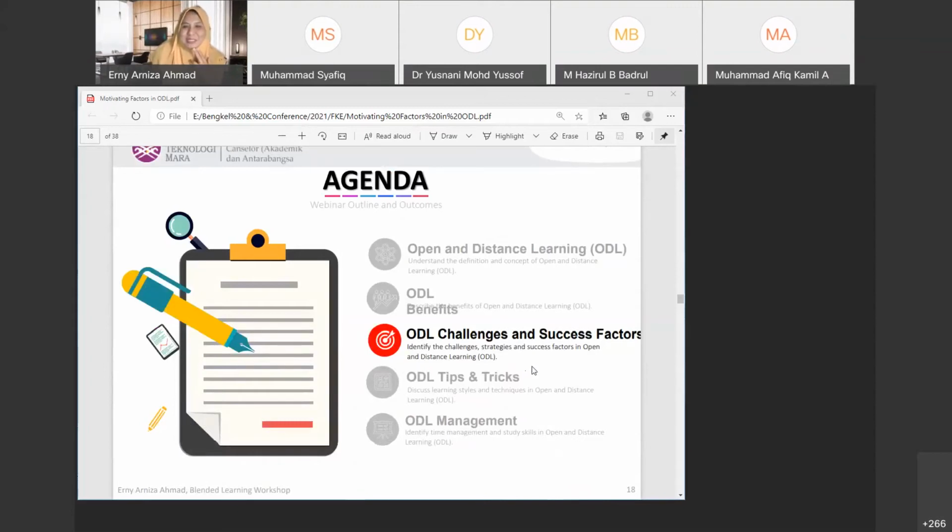So kita nak tengoklah dia punya ODL challenges and success factors. Okay, so this one is to identify the challenge, strategies and success factors in ODL.